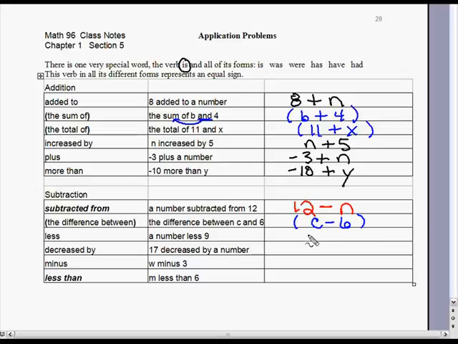A number less 9. Write what you read. A number less 9. 17 decreased by a number. W minus 3. All of those we get to write what we read as we read it. But here again, this bold letter less than phrase has to be written backwards. So when it says m less than 6, I need to put the m in the back so that I can make it less from the 6. So 6 subtract m is how we write m less than 6.